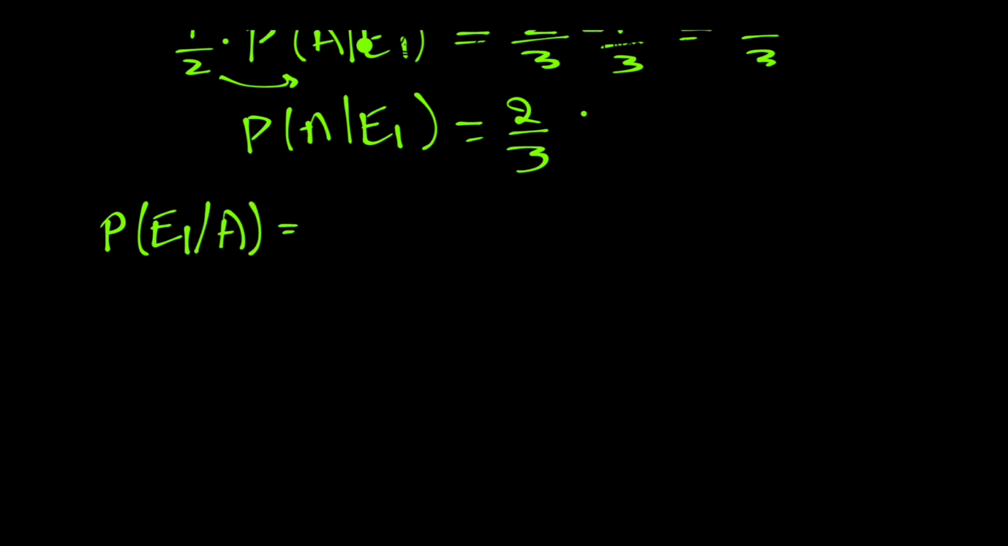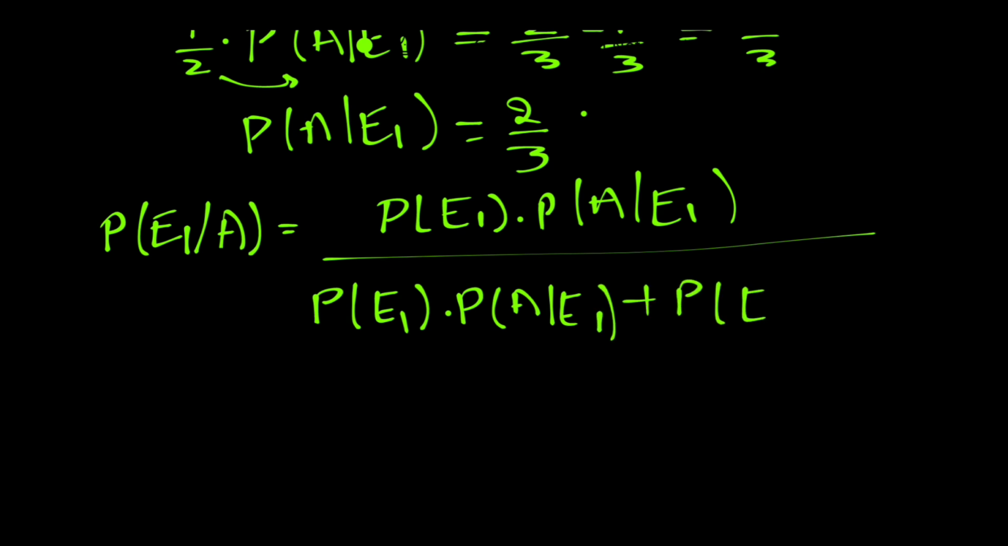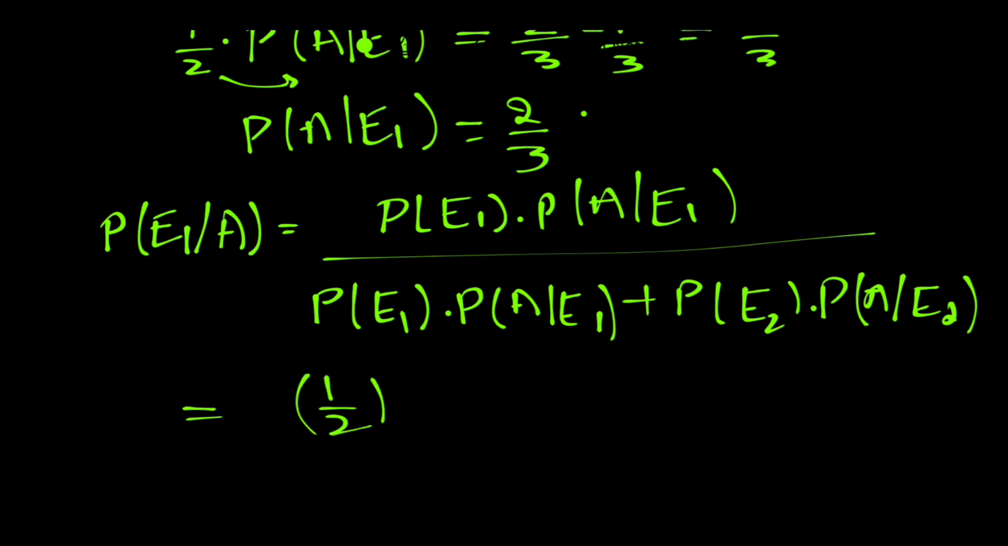So the same Bayes theorem formula we have to use: P of E1 into P of A by E1 divided by P of E1 into P of A by E1 plus P of E2 into P of A by E2. So all values we have to substitute in this one. P of E1 we already know is 1 by 2. Next, P of A by E1 we just found, that is 2 by 3.